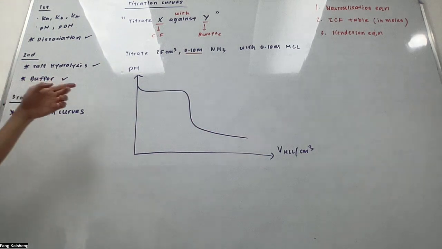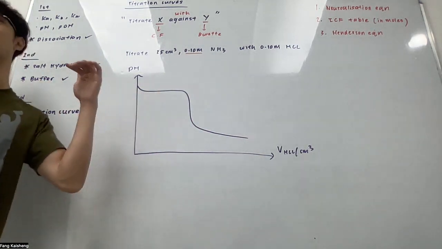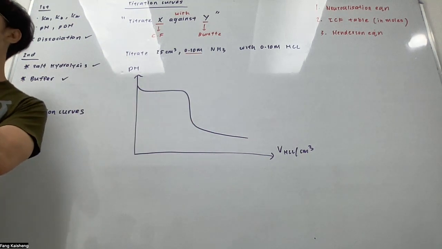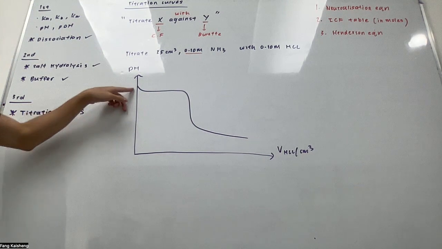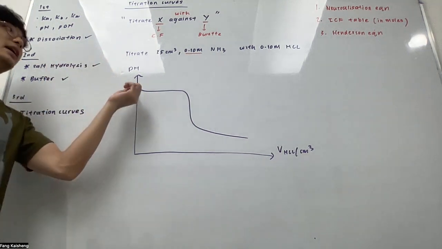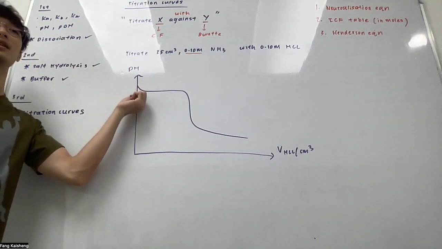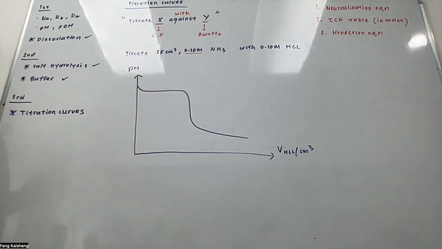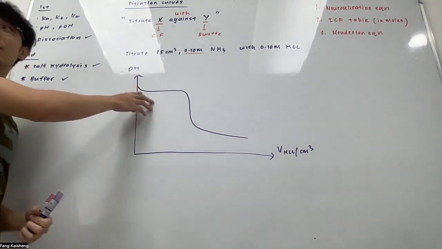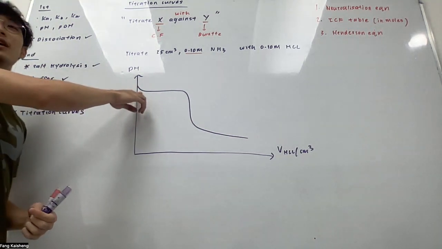Now, can you all answer this question right now? Why is there a slight drop before it starts to plateau? Because of the buffer, correct? Now, at the very start, do you think the ratio of the acid and conjugate base is very skewed or very balanced? At the start over here, when it just started. It's not balanced, right? You can see that.